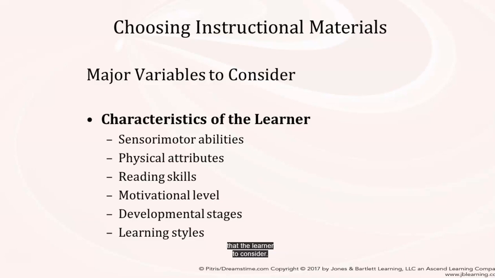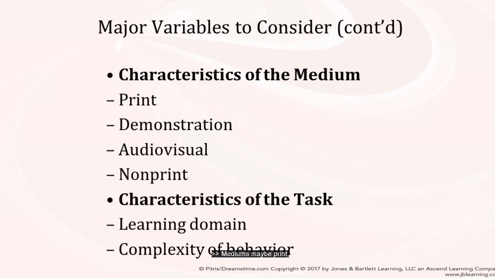Characteristics of the learner to consider are the developmental stage, motivational level, learning style, reading and sensory-motor abilities, cultural backgrounds, and socioeconomic characteristics. Mediums may be print, demonstration, or audiovisual, and should complement the method of instruction and match the task, such as assisting learning in a particular domain or helping meet objectives.